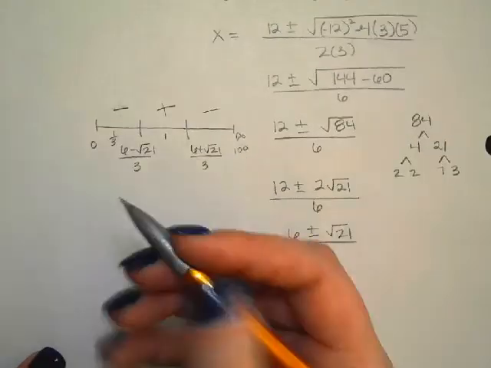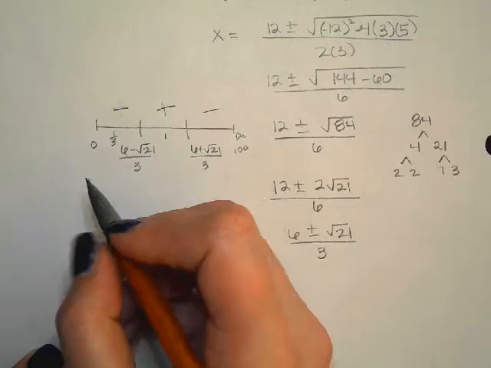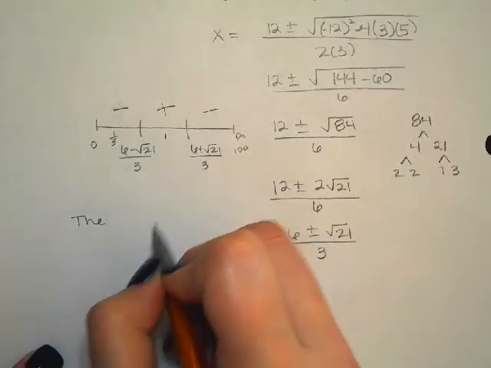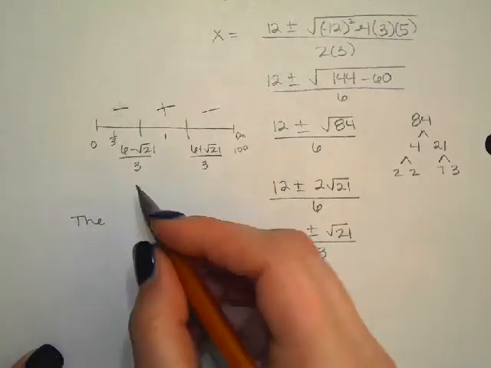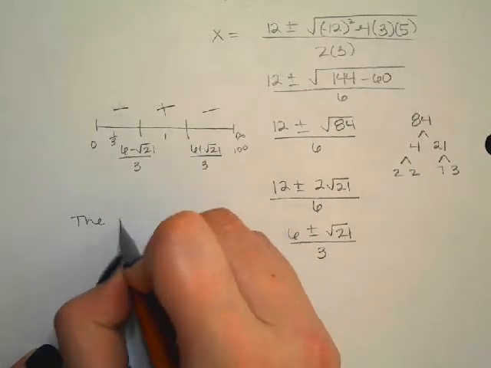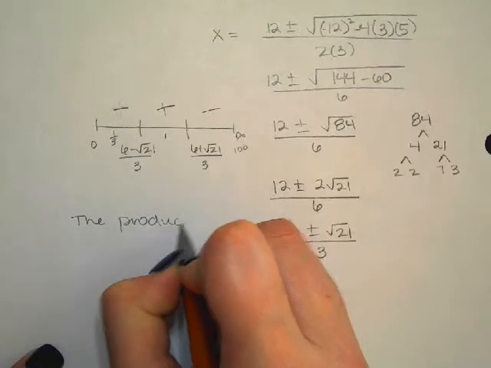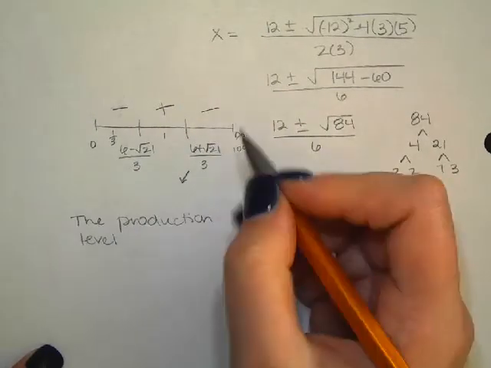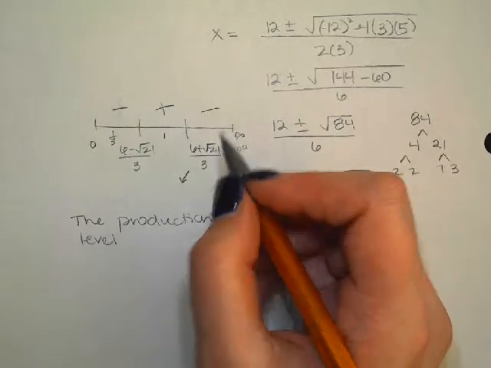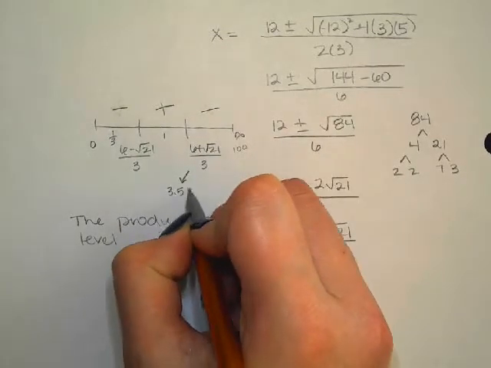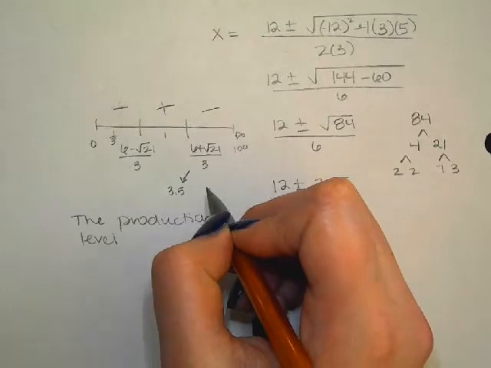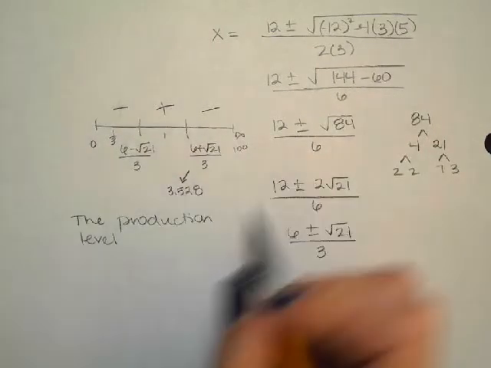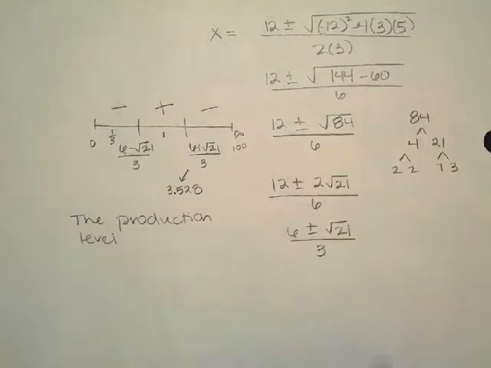Times 1,000, which these are like thousands of products, which is like just under 2. Okay, so let's go ahead and grab a calculator, type that in. Let's do 3 decimal places. 3.528. Okay. And this was in thousands of units.